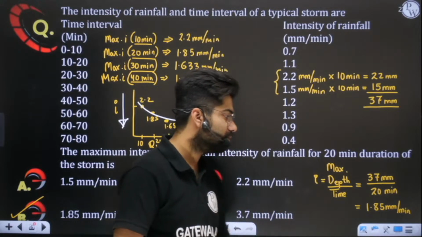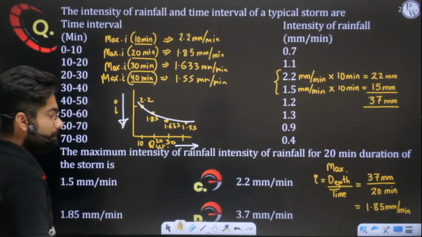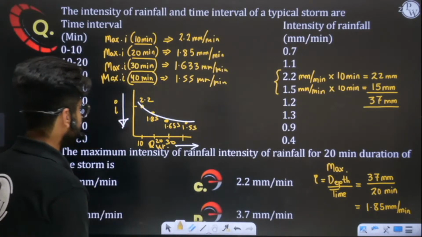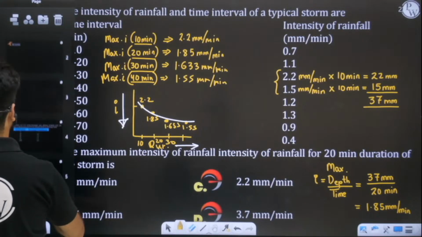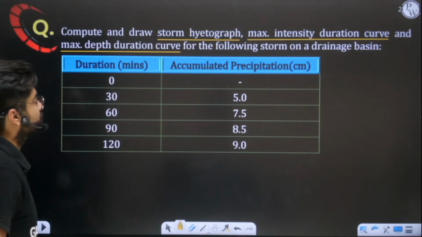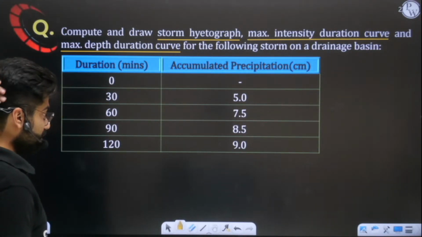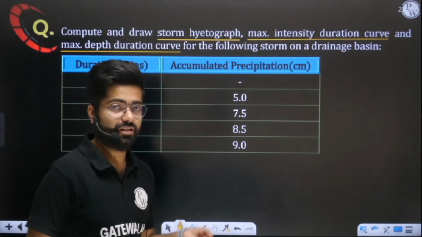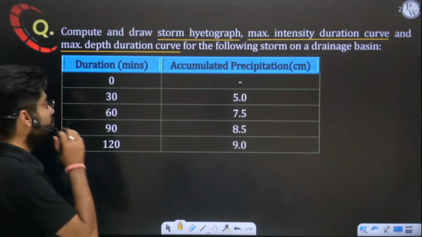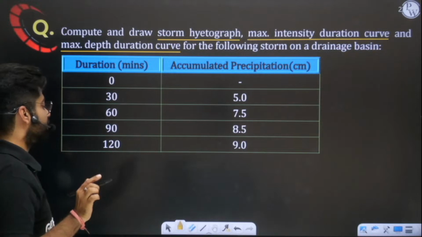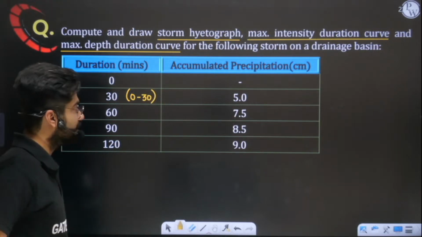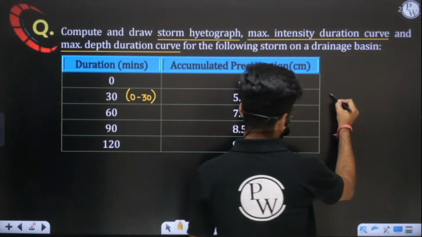Okay. So I hope this thing is clear to you. Maximum depth you have to plot versus duration. So I will draw it, don't worry. First, try to solve it yourself. See, in this question, one thing is there: they have given you cumulative precipitation, accumulated rainfall. So to get the rainfall in the first 30 minutes, I can see the rainfall is 5 centimeter only.